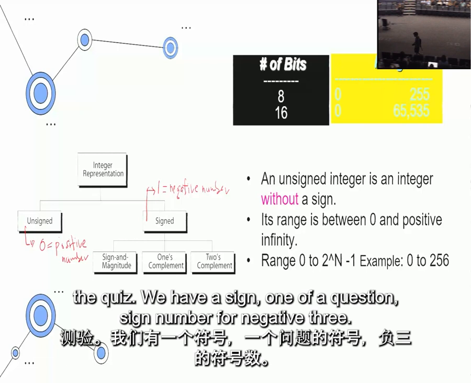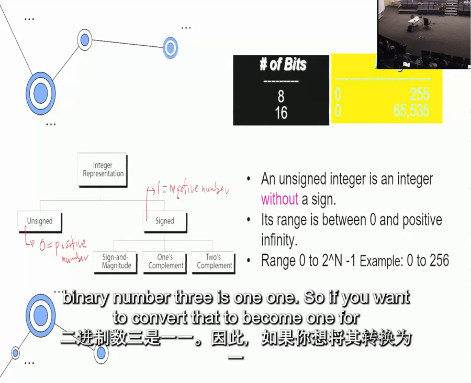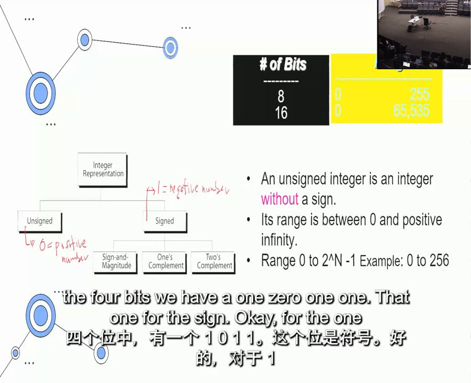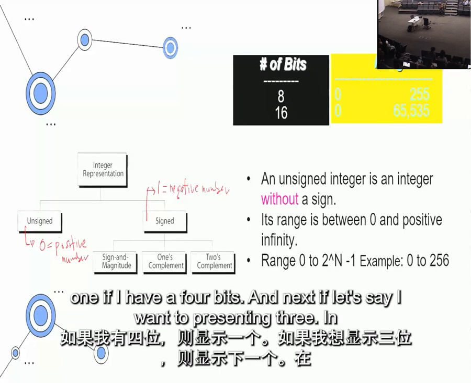For those doing the quiz, we have a question on signed number for negative 3. We know in binary, 3 is 1, 1. So if we want to convert that to 4 bits, we have 1, 0, 1, 1. That first 1 is for the sign, negative. So I am representing negative 3 as 1, 0, 1, 1, if I have 4 bits.